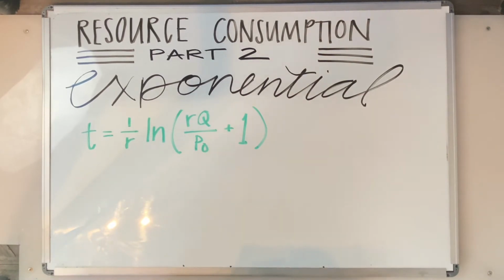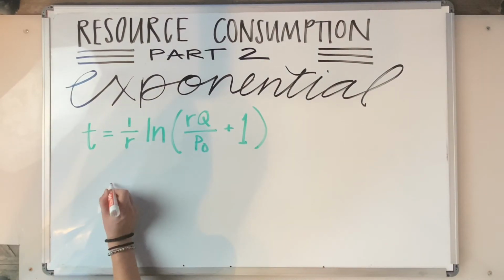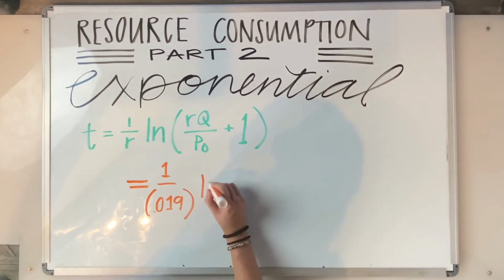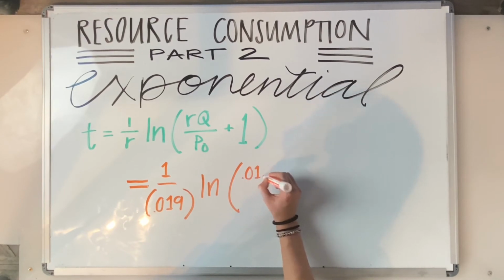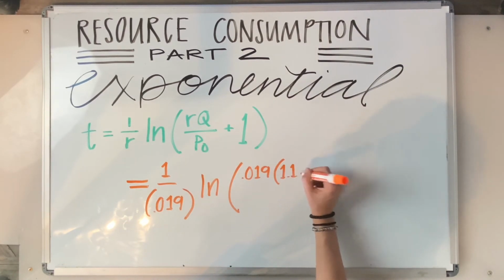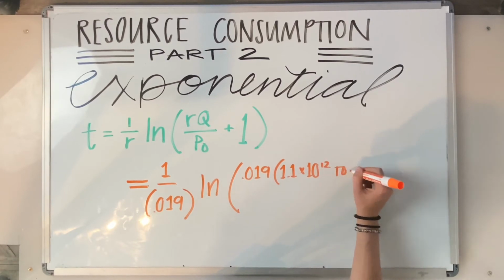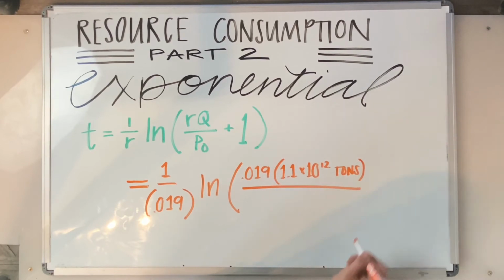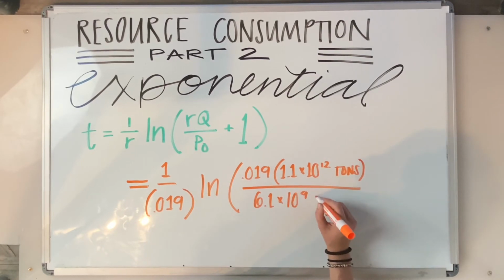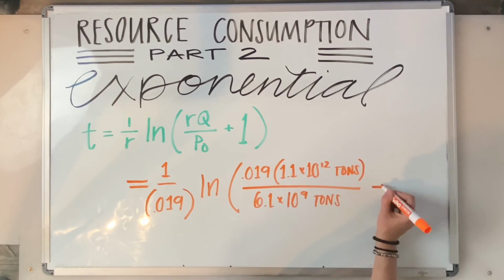So let's go ahead and find out how long it would take if our coal production continued to increase at 1.9% per year. So we're going to do T equals 1 over our growth, which is 0.019 per year. So we're going to turn that into a decimal, natural log, 0.019 times Q, and that is our reserves. So that's 1.1 times 10 to the 12th tons. And that is all going to go over our initial production, which is 6.1 times 10 to the 9th tons. And that is all going to be plus 1.